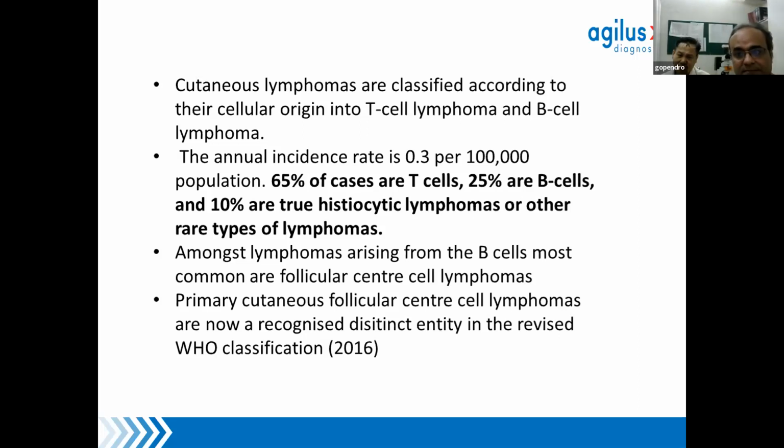And lymphomas which arise from B cells, the most common are these follicular center cell lymphomas. And these are also included in the revised WHO classification, that is the latest 2016.